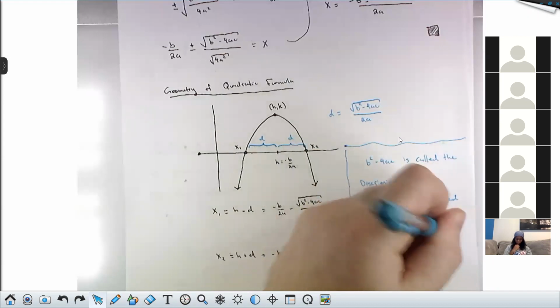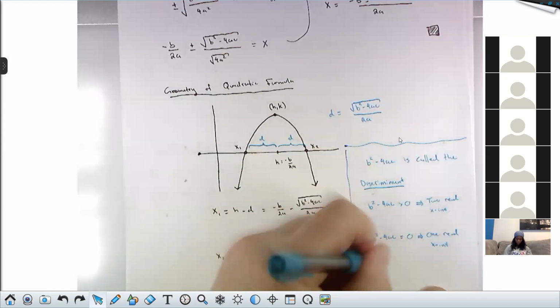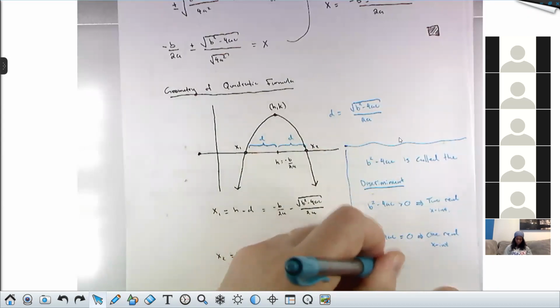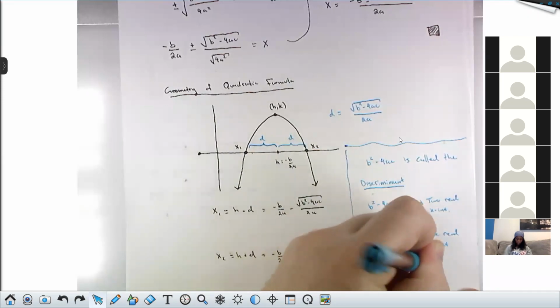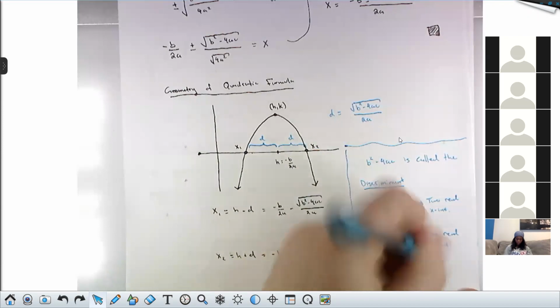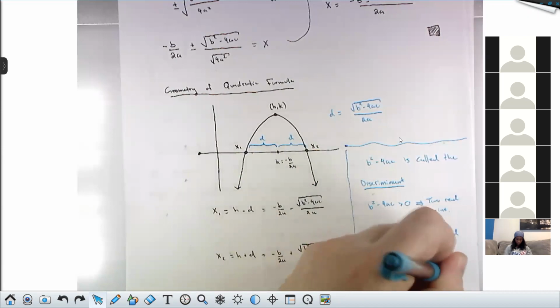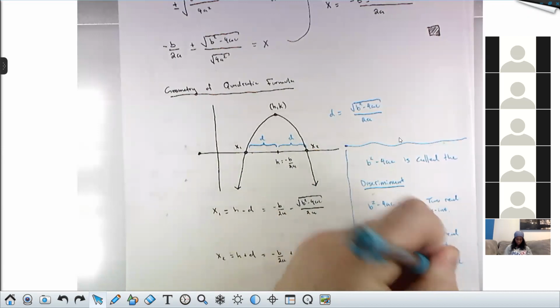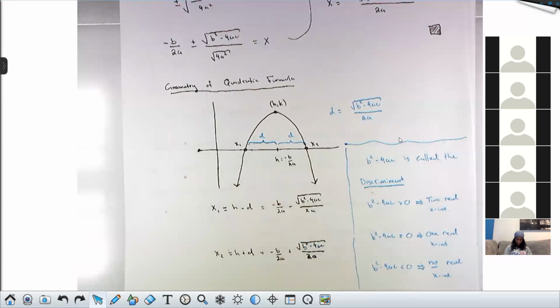There's one real x-intercept. And if b squared minus 4ac is less than 0, then there are no real numbers that make this thing 0. There are no x-intercepts. There are no real roots. This bit about the discriminant isn't in our textbook, but it is a hugely important thing that everybody learns when they learn about quadratics. I just want to remind you.